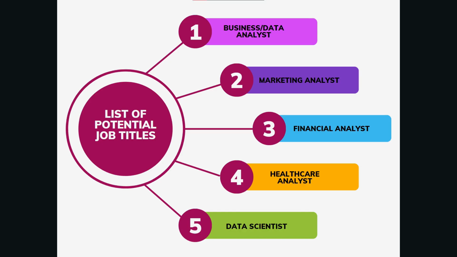Here is a list of potential job titles that a data analyst can include. You can work as a business data analyst, who is responsible for collecting, analyzing, and interpreting complex data sets to help companies make informed decisions. Second, you can also work as a marketing analyst. You can work as a financial analyst as well, a healthcare analyst, and also a data scientist.